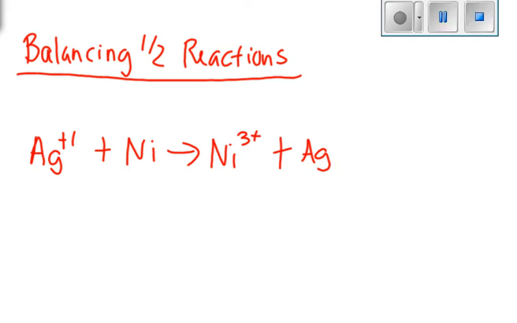This is Redox video 4. We're going to talk about how to balance a half reaction now. So first step, as always, is to assign oxidation numbers. So here Ag is +1, Ni is 0, Ni is +3, and Ag is 0.